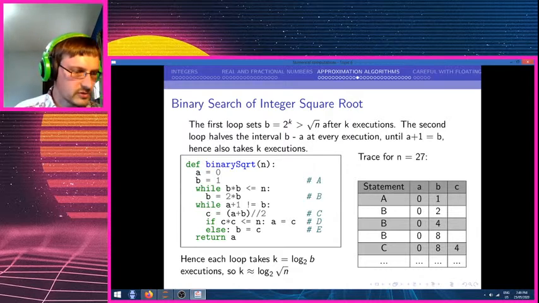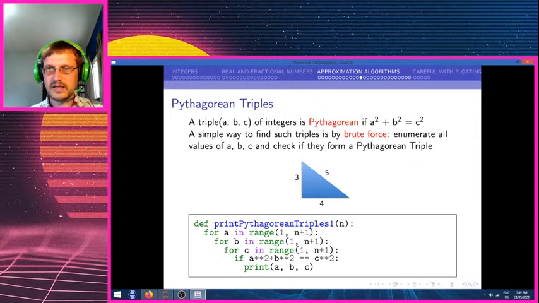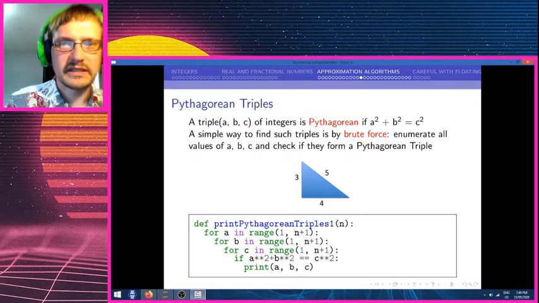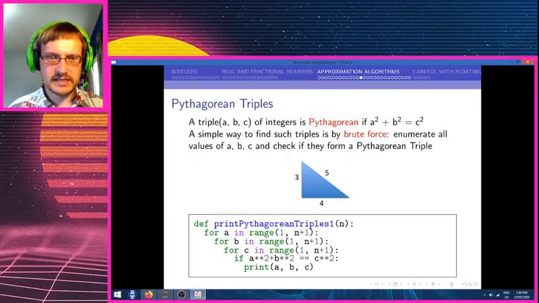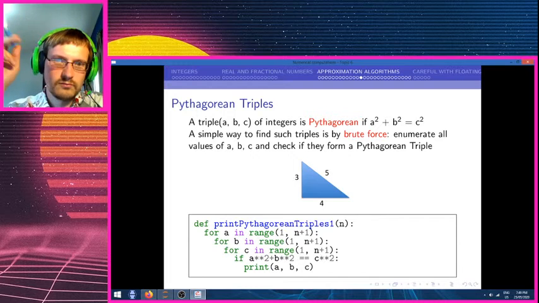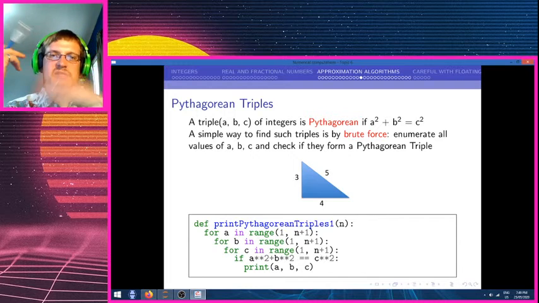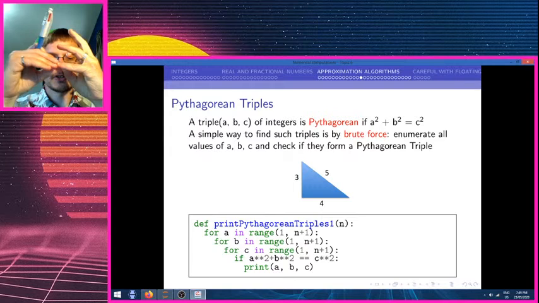And I realize I'm going through these reasonably quickly, but time runs short, as it usually does on this particular set of slides. So, Pythagorean triples. Let's try to make this one more efficient too.